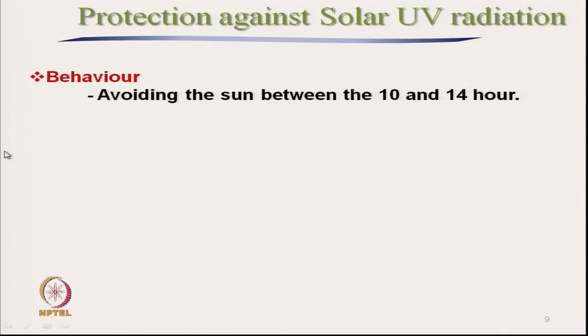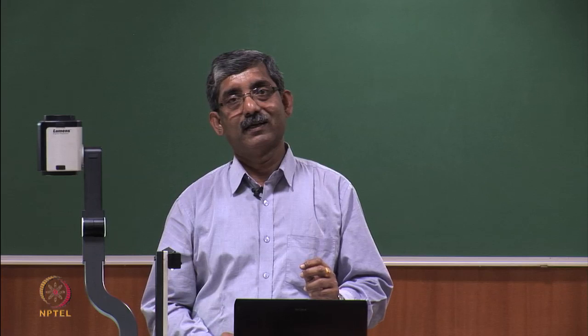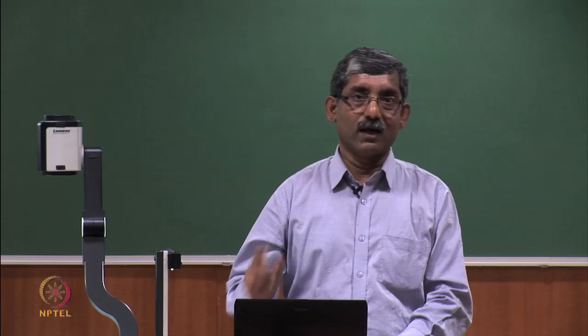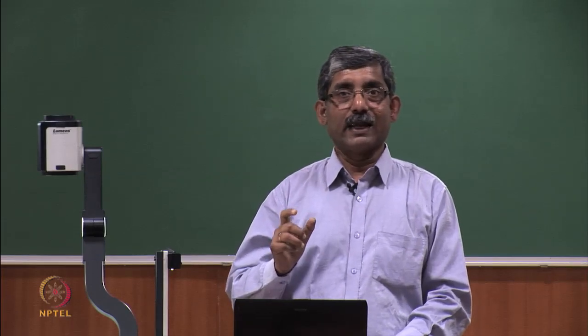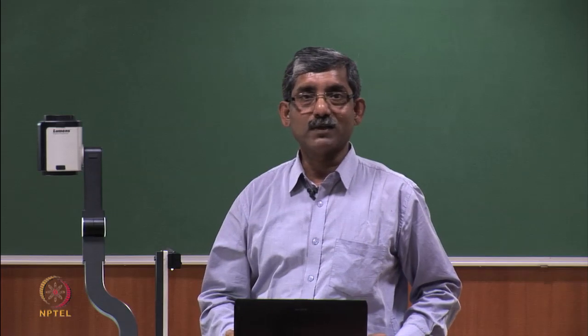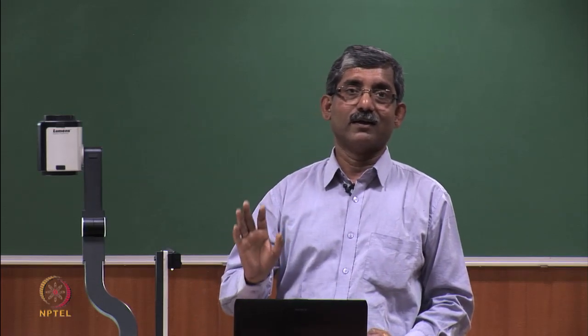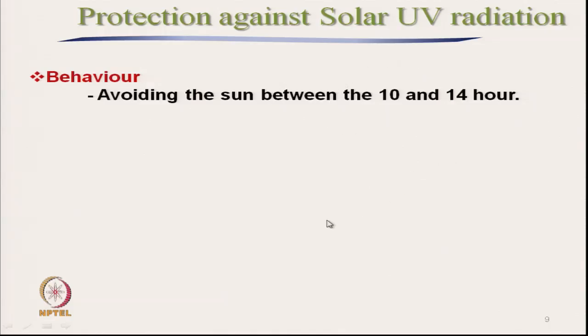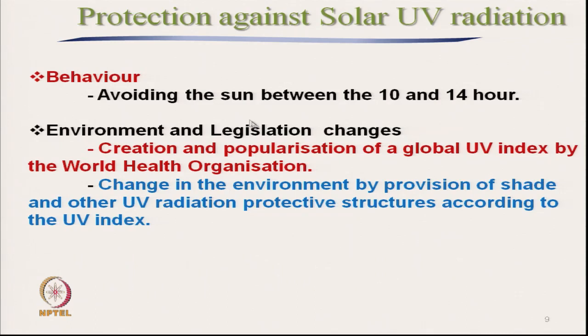Protection against solar UV radiation. As far as its behavior is concerned, the maximum UV ray coming to the earth from the sun is between 10 to 14 hours. So, we must avoid direct sun ray during this time. And also for protection, environment and legislation changes should be there.